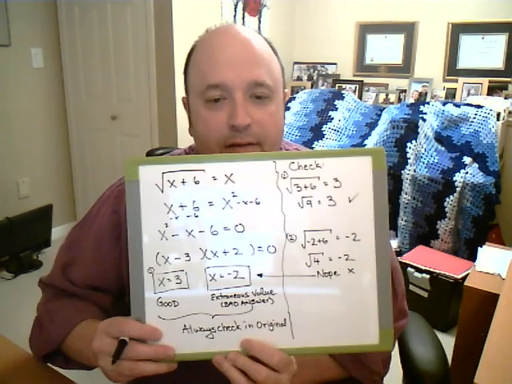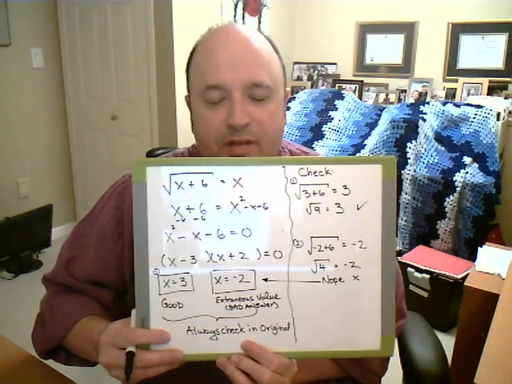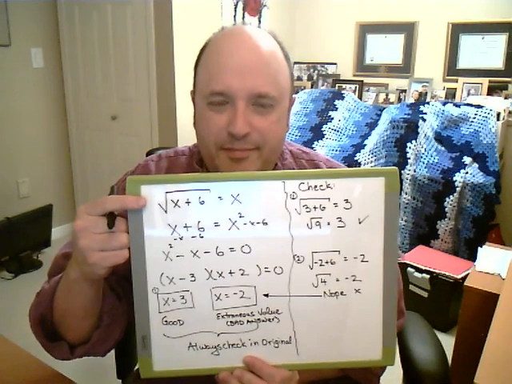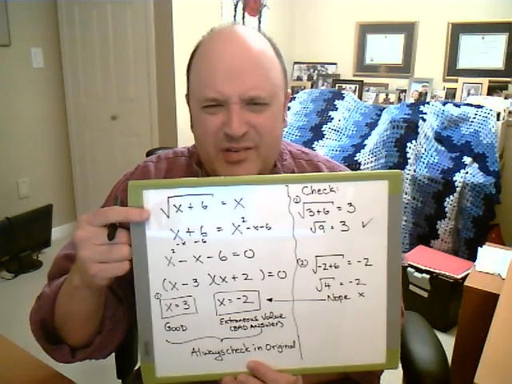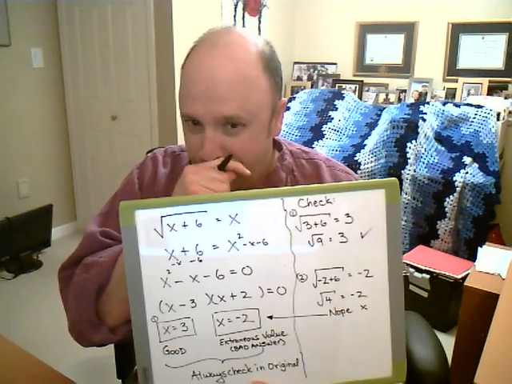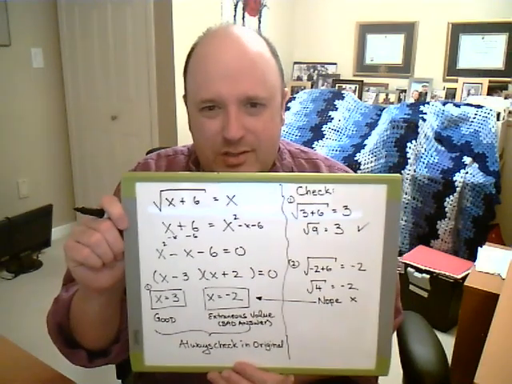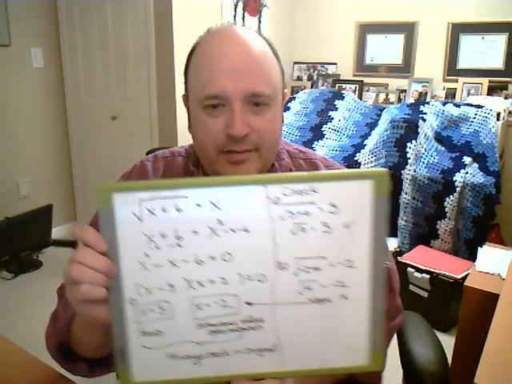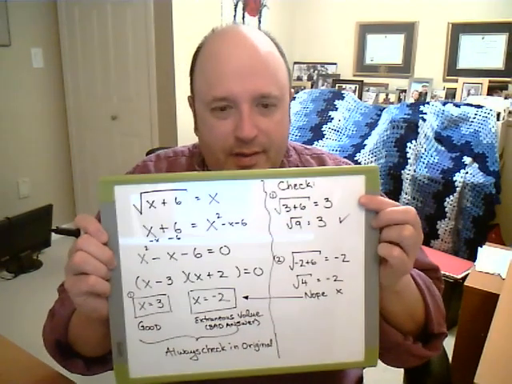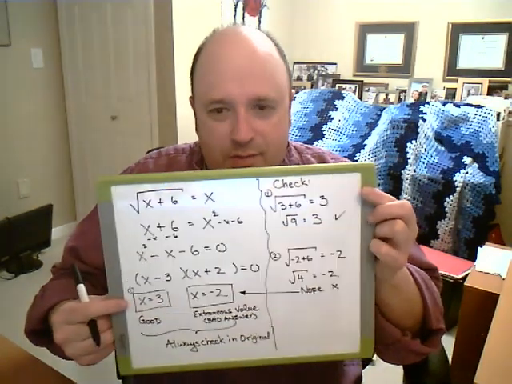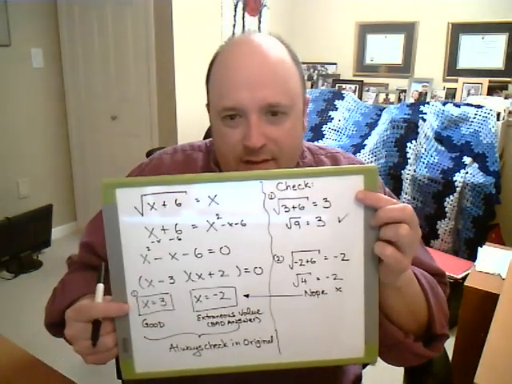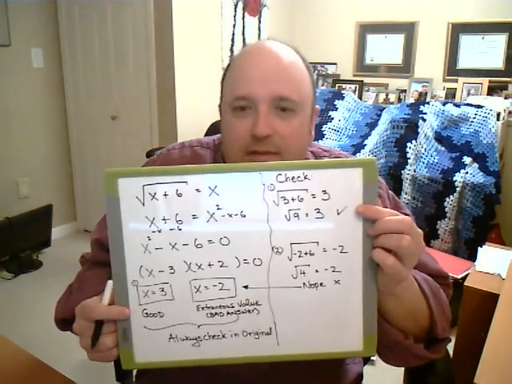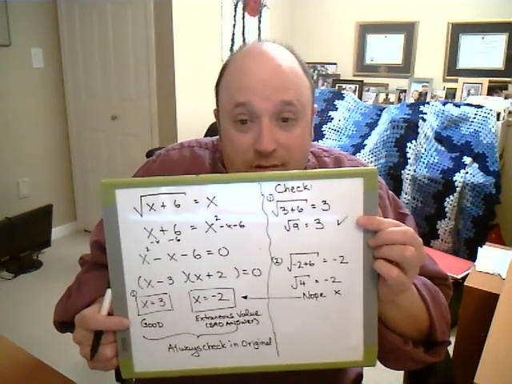Okay, so when you're checking, make sure that you check back in the original question. Now, there are some places along the line where you can skip ahead in some cases, but by and large, you'll never go wrong if you check in the original question. So when I check the first one, x equals 3, I plug it into the equation. I get the square root of 3 plus 6 equals 3, square root of 9 is equal to 3. That's fine. So that's a good answer.